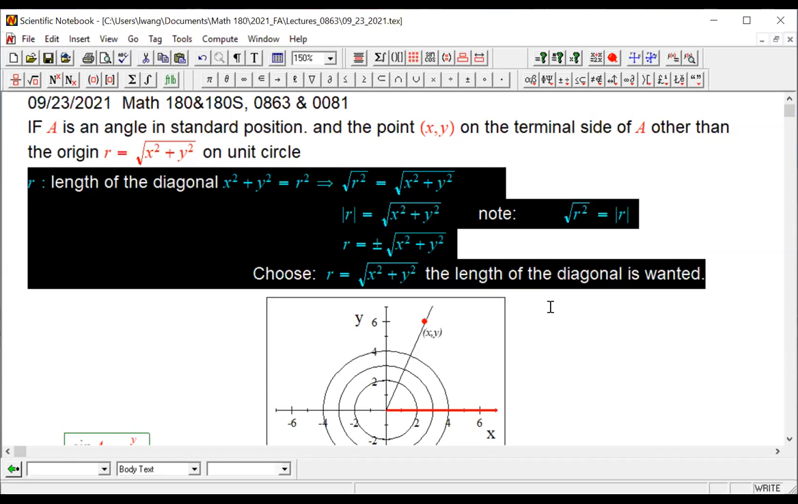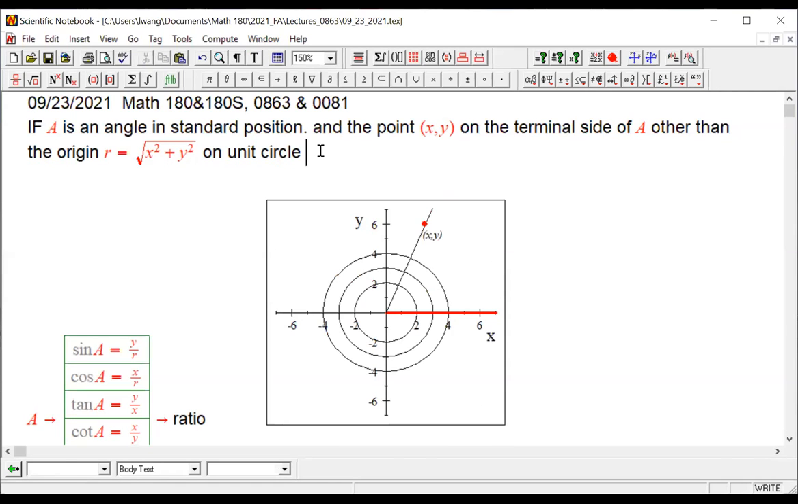So the work is greatly reduced. R equals 1. Okay, if R equals 1, I'm going to redo this picture.